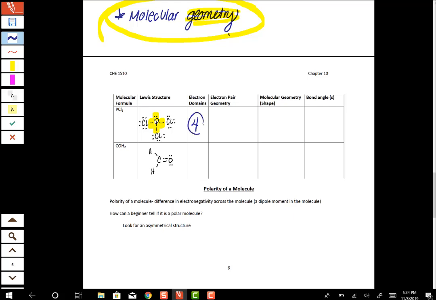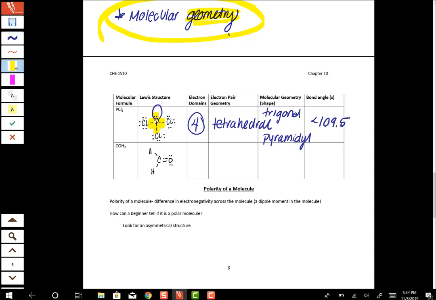So whenever you have 4 electron domains, you always have a tetrahedral electron pair geometry. And in this case, because you have a lone pair here, your molecular shape or molecular geometry is called trigonal pyramidal, or trigonal pyramid. The bond angle for this, well, you remember that the tetrahedral's bond angle is 109.5. That lone pair makes it just a tidbit less than 109.5.